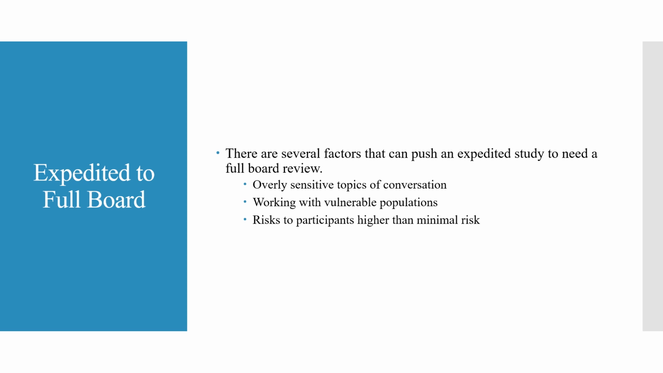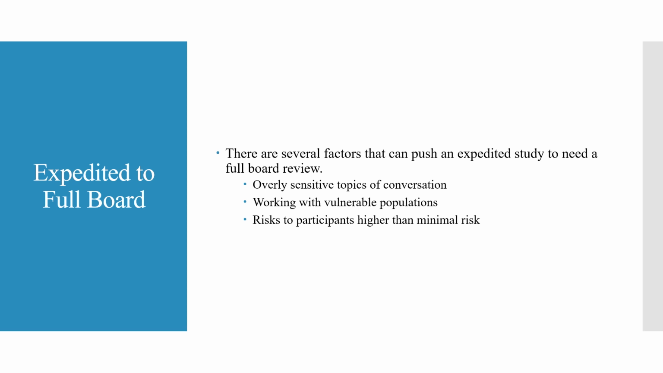Something you need to watch out for when you are doing an expedited study are factors that might cause your study to get bumped up to a full board level of review. So something that might cause that under category number 7 would be overly sensitive topics of conversation. Remember, you can ask sensitive questions, they just cannot go above that level of minimal risk. So if your questions are getting a little bit too sensitive, then that might cause you to need a full board review. You might also be working with vulnerable populations.